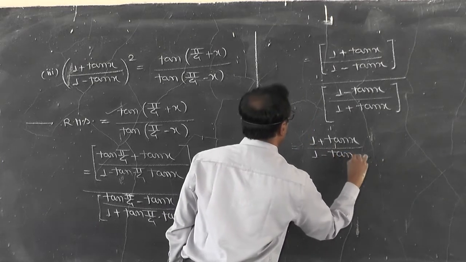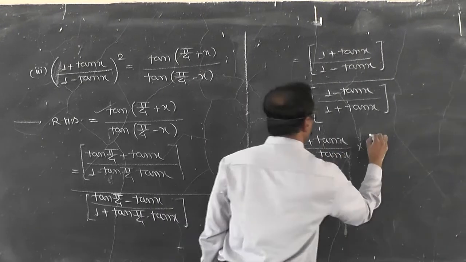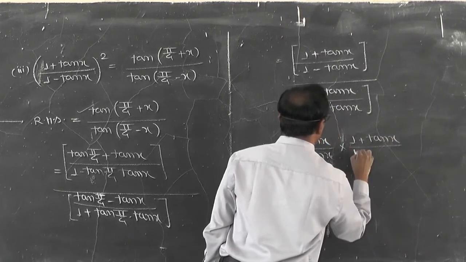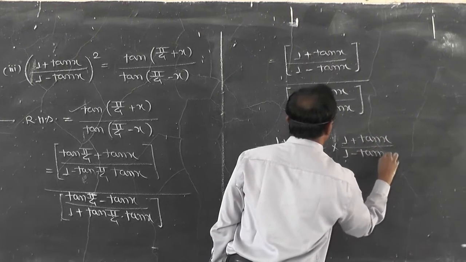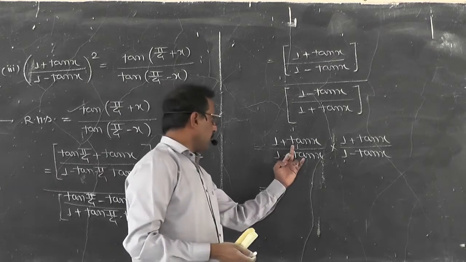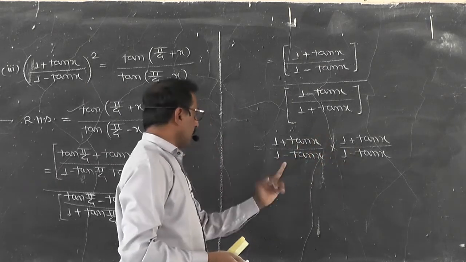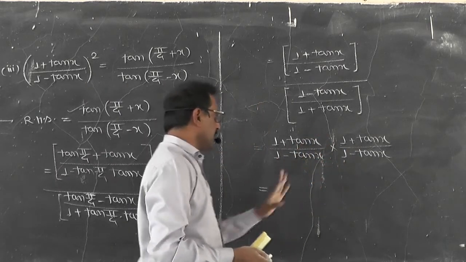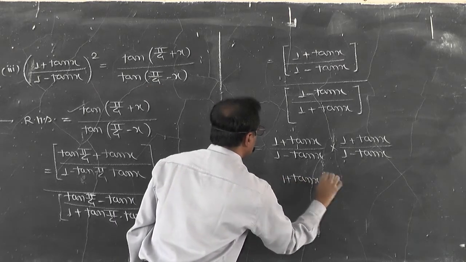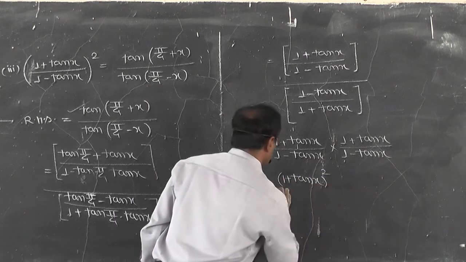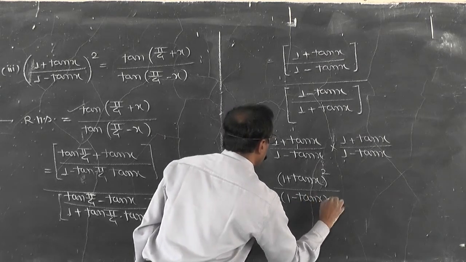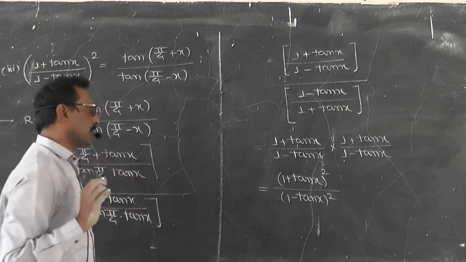We will reciprocate this now, multiplied by numerator 1 plus tan x and divided by 1 minus tan x. 1 plus tan x into 1 plus tan x is the same portion, and 1 minus tan x into 1 minus tan x is the same portion. So it is 1 plus tan x bracket square divided by 1 minus tan x bracket square.